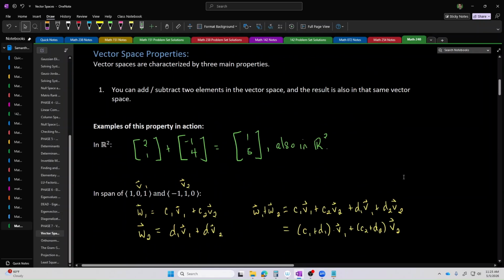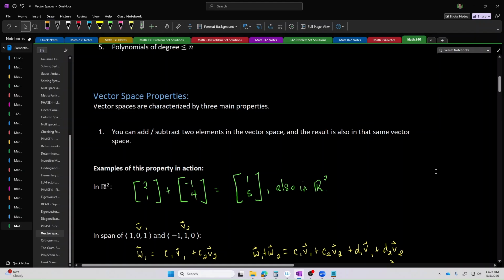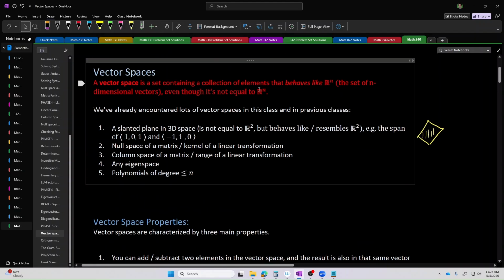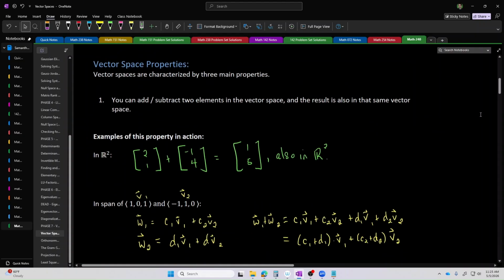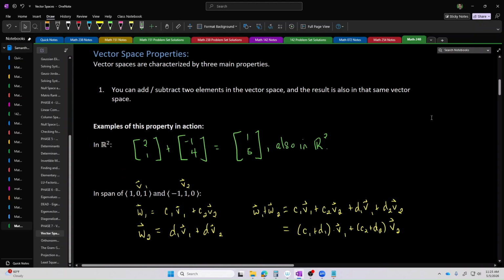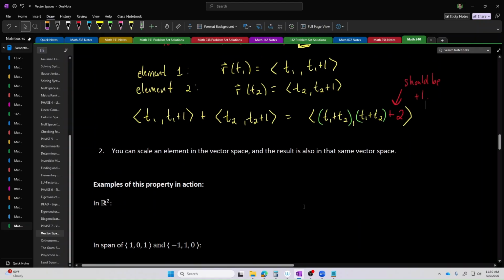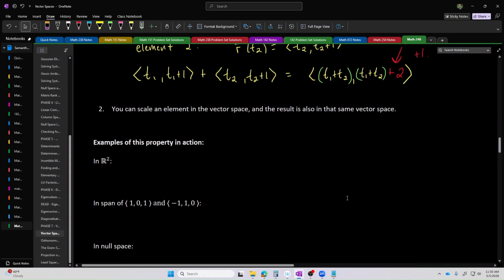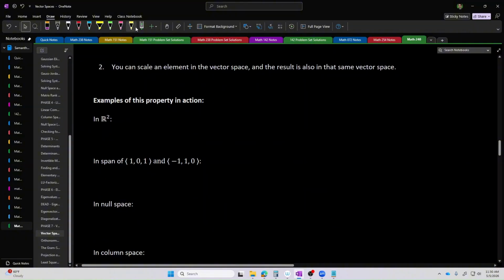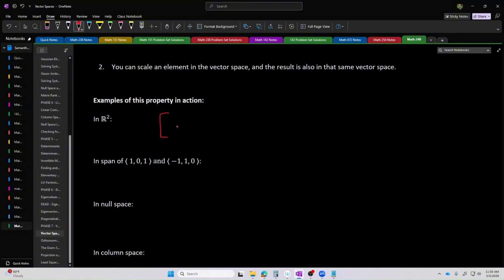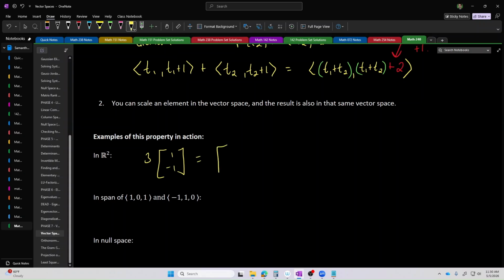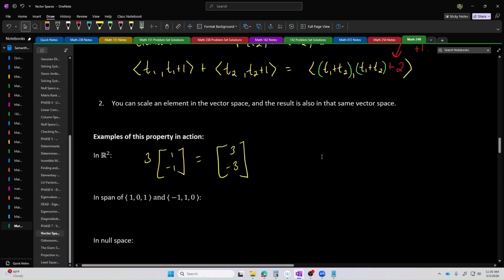So this is the first property that characterizes a vector space. This is the first property possessed by any set that, quote unquote, behaves like Rn. You can take two elements in the vector space, you can add them together, you can subtract them, and the result is still in that vector space. The second property possessed by vector spaces is that if you scale elements in that vector space, then the result is also in that same set. So for example, in R2, this looks like if you take a two-dimensional vector and you scale it by whatever number, the result of that is still just a two-dimensional vector.